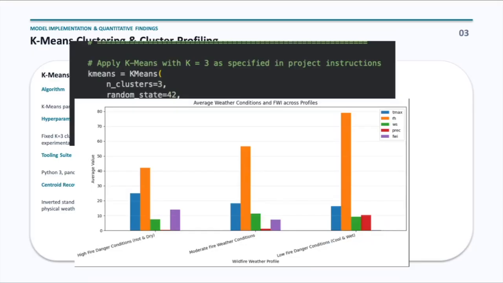And then to interpret these clusters, the average weather conditions for each group were plotted on the bar chart. This makes the physical differences between the clusters immediately clear. Cluster 0, cool and wet, shows the lowest average temperatures, high relative humidity, and regular precipitation, translating to a low historical fire spread rate. Cluster 1, moderate risk, displays baseline summer temperatures and light winds corresponding to a moderate fire spread rate. In Cluster 2, extreme risk, there are sharp spikes in maximum temperature and wind speed while relative humidity drops, isolating the exact condition where severe fire spread occurs.